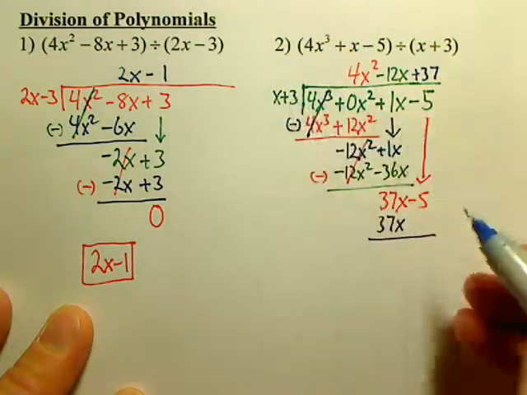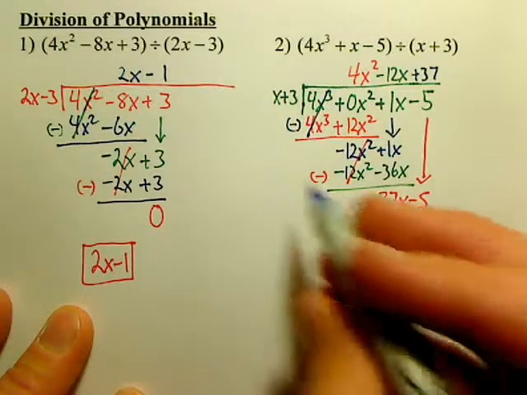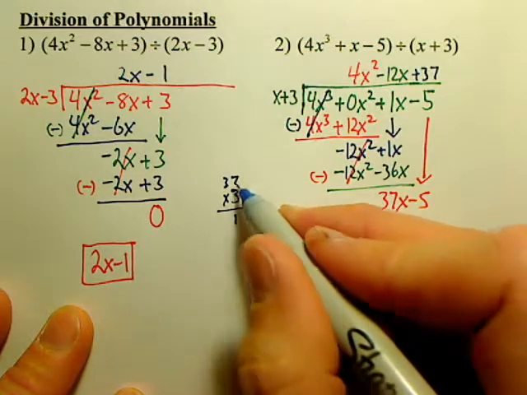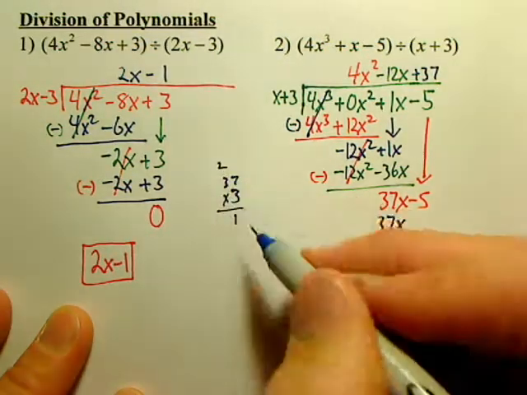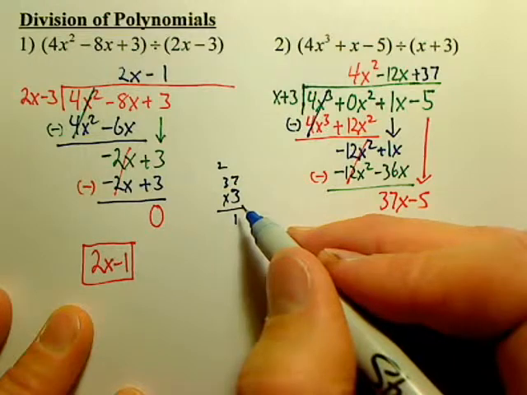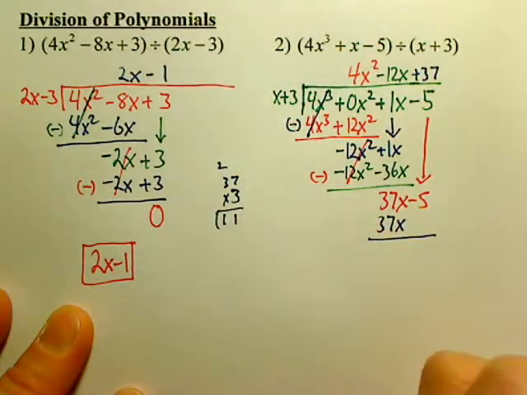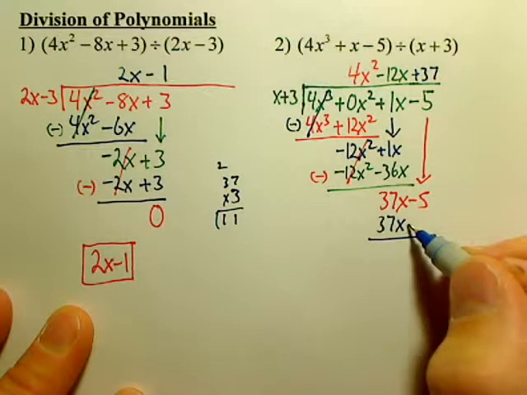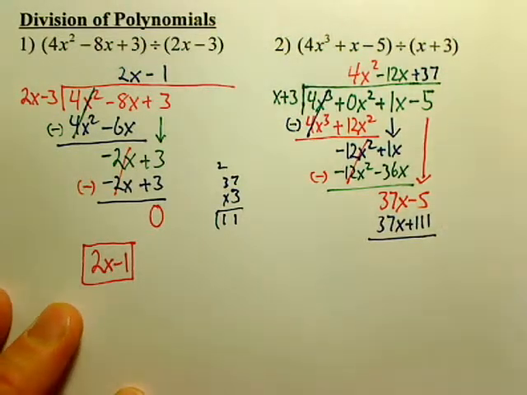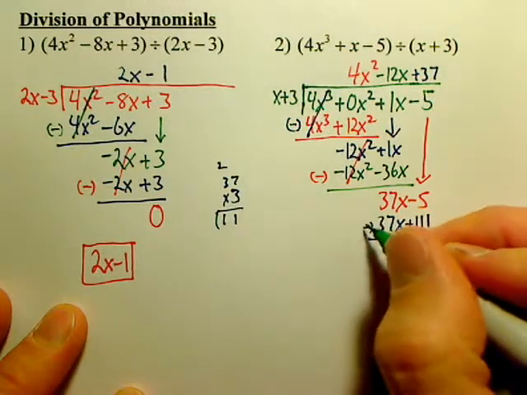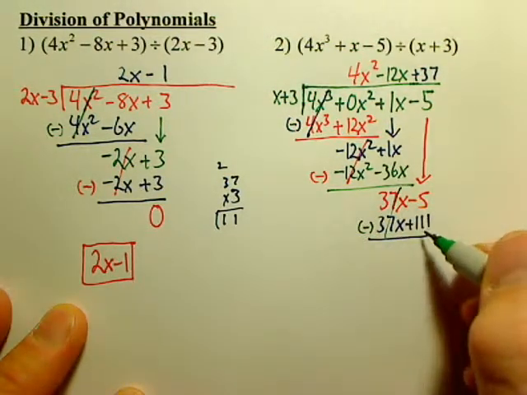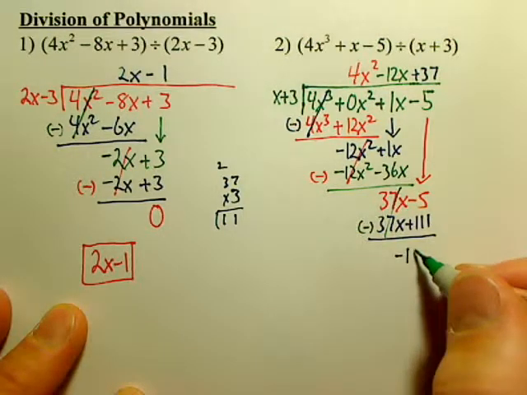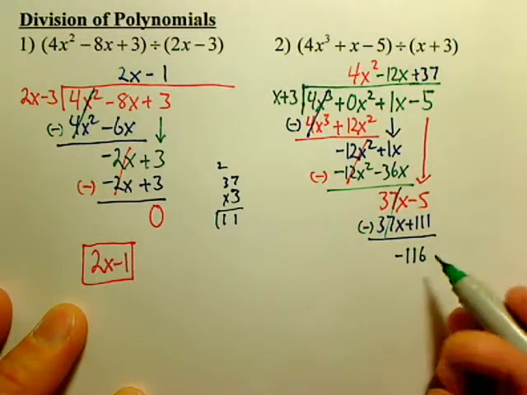37 times 3, oh, that might be kind of tough. 37 times 3, let's go over here. 3 times 37. 3 times 7 is 21, put the 2 there. 3 times 3 is 9, plus 2 is 11. So it looks like that's 111. So that would be a positive 111. Now when I subtract down, again, always subtract down, careful. Negative 5 minus 111 is negative 116.